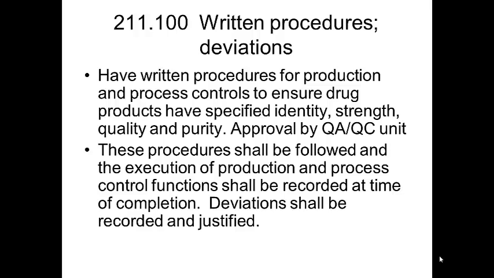100, written procedures, deviations. Have written procedures for production and process controls to ensure that your product has the ID, strength, quality, purity, and it's approved by the QA/QC unit. These procedures shall be followed. If not, you have to have a deviation. It's recorded and justified.